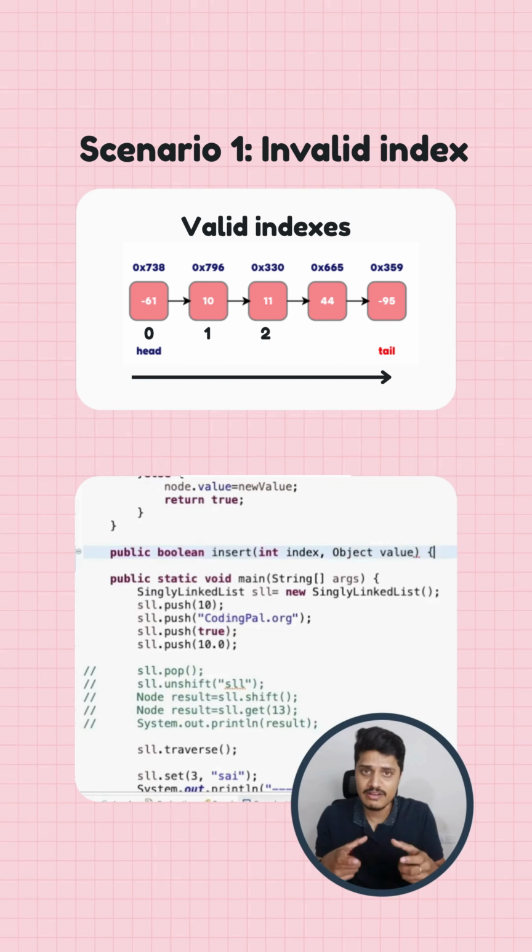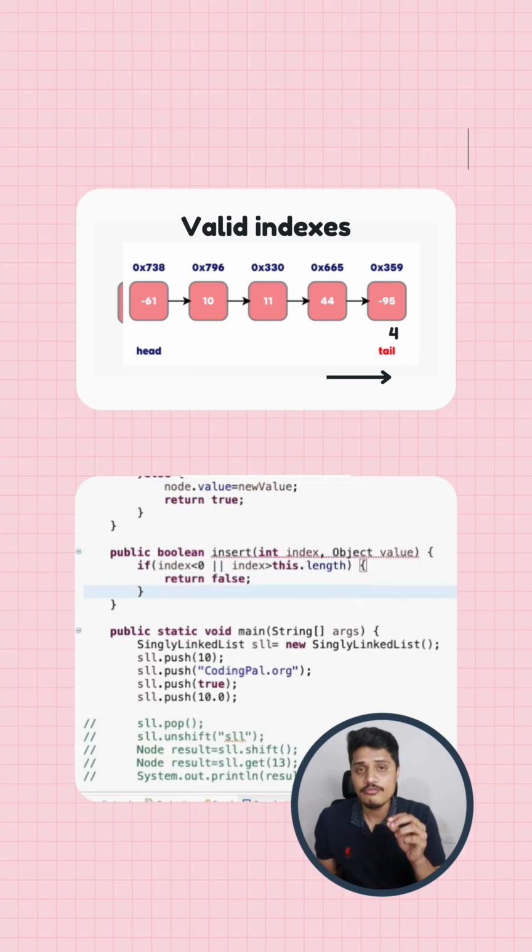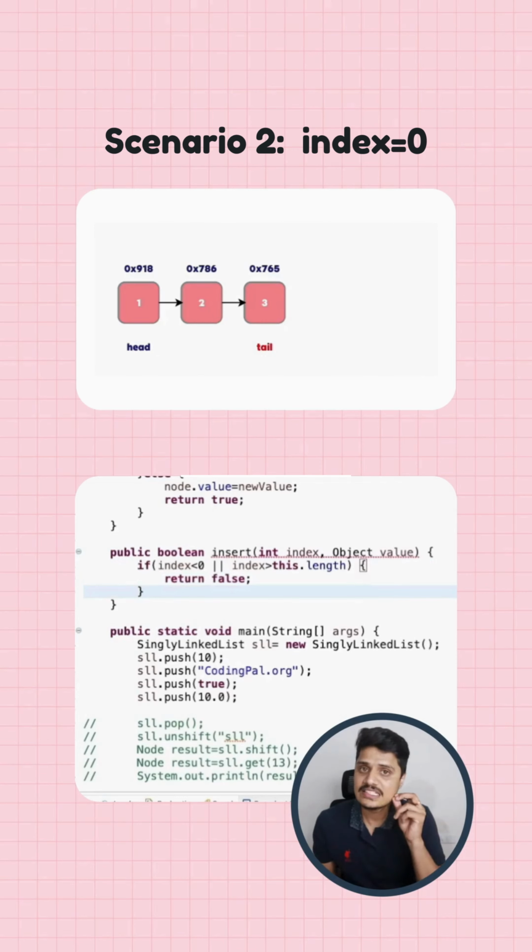We already have the values, right? So the valid values for the index will be from 0 till the length of the linked list, because after the last node we can insert one value. So these are the valid values. If the user passes any value which is an invalid index, in that case we will simply return false, indicating that insertion is not possible.